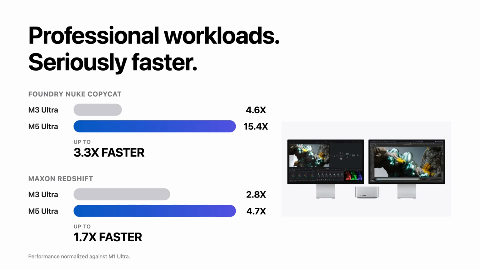With machine learning training using Copycat inside Foundry Nuke, M3 Ultra reaches 4.6 times the M1 Ultra baseline. M5 Ultra reaches 15.4 times. That's around 3.3 times faster than M3 Ultra. Then we have Maxon Redshift. M3 Ultra reaches 2.8 times the M1 Ultra baseline, while M5 Ultra reaches 4.7 times.